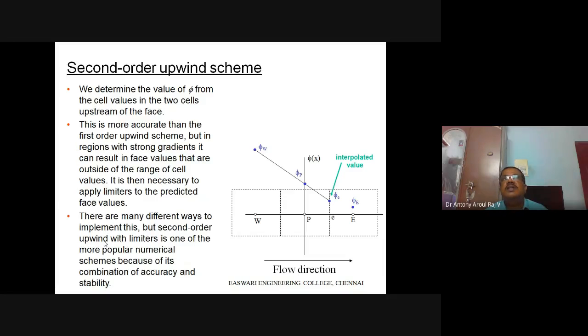And for the first order upwind, as the name itself says, first order error will be there. For avoiding that, you can go for the second order upwind scheme. I'm not giving the formula. For the interpolation here, I'm using two terms on the upwind side. Previously, I used only P. Now I am using W also. If I do like that, that is called the second order upwind scheme. So this will be more accurate compared to the first order upwind scheme.